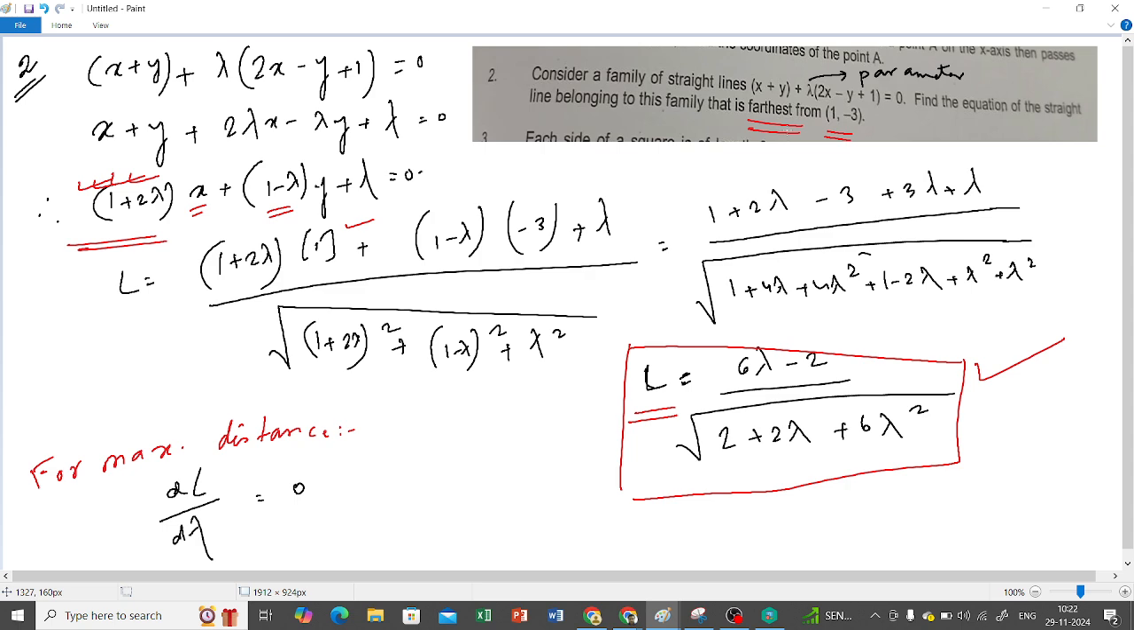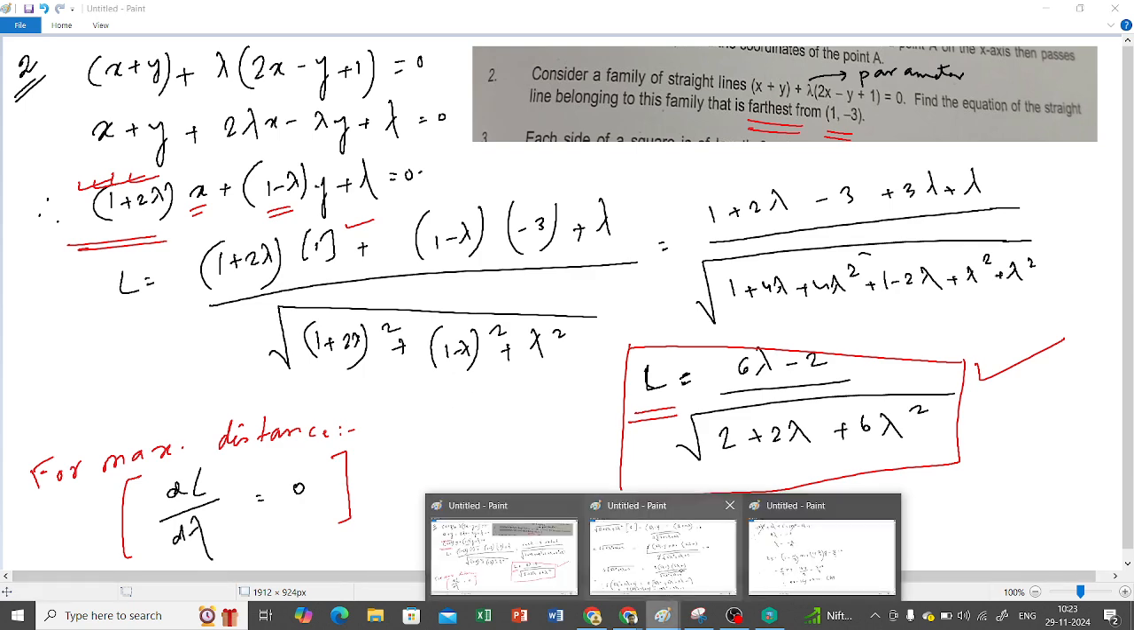Do you understand what I am saying? L has to be maximum, and in order to maximize a variable I need to differentiate that variable with respect to the independent variable. So I'm differentiating L with respect to lambda, because L is dependent on lambda, and equating it to 0. This is the process to maximize or minimize something: just differentiate it with respect to the independent variable and equate it to 0.